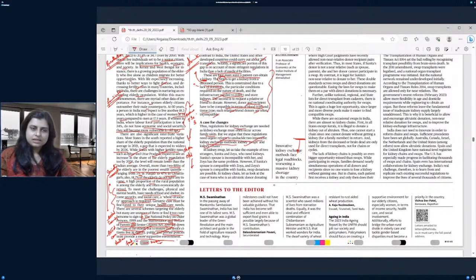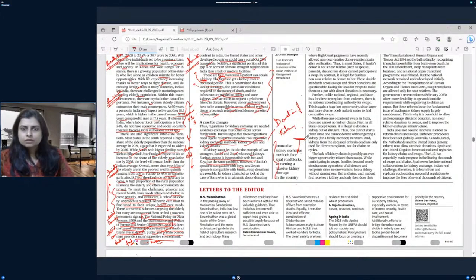and kidney chains. In kidney swap, let us take the example of two strangers, for example, Sunita and Zoya, who need kidneys. Sunita's spouse is incompatible with her, and Zoya has the same problem. However, if Sunita's spouse is compatible with Zoya, that means if the compatibility with respect to the tissue and the blood is okay, so what is going to happen? The donation of kidney could effectively work out.